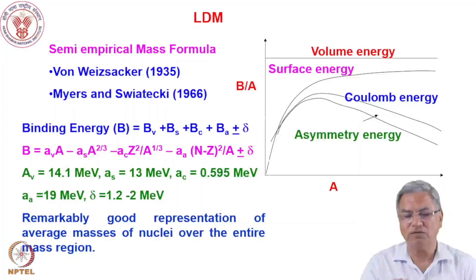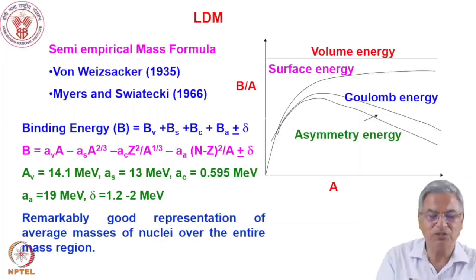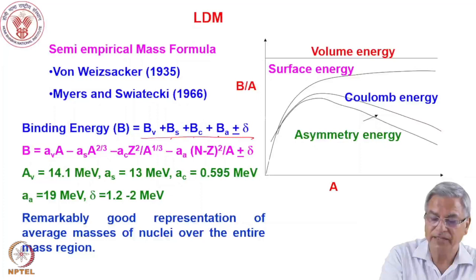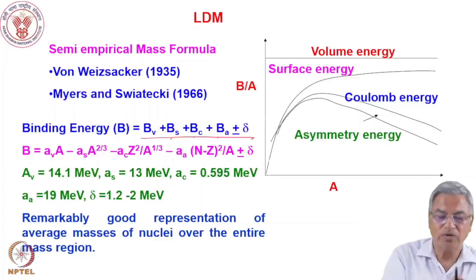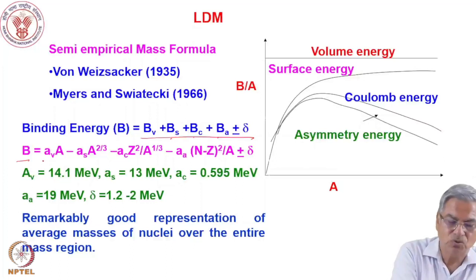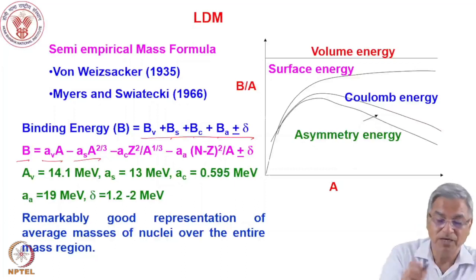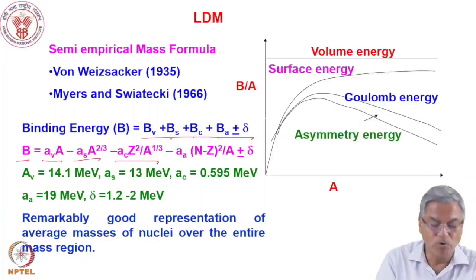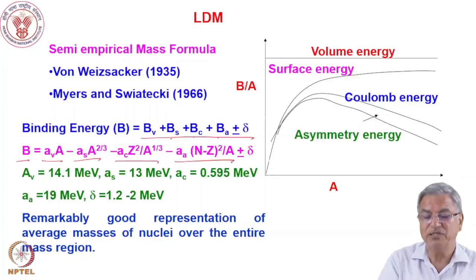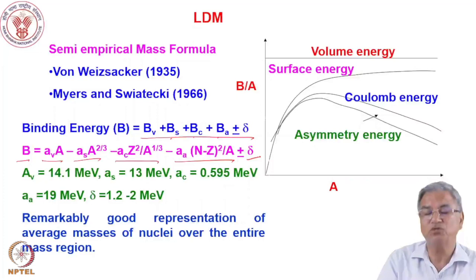So let us recapitulate whatever we have discussed in this slide. The liquid drop model, using the semi-empirical mass formula, gives the calculation of the binding energy in terms of different terms: volume term, surface term, Coulomb term, asymmetry term, and pairing energy. The binding energy of a nucleus is equal to a_V A, minus a_S upon A raised to 2/3, the surface energy term, minus a_C Z square by A raised to 1/3, the Coulomb energy term, minus a_A (A minus 2Z) square upon A, the asymmetry term, and plus or minus delta, which could be plus, minus or zero depending upon the mass number.